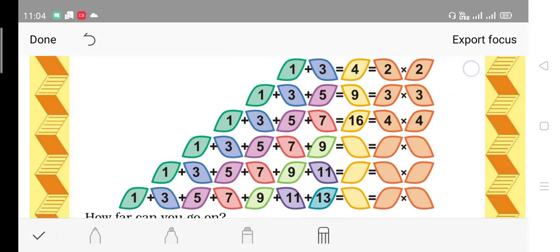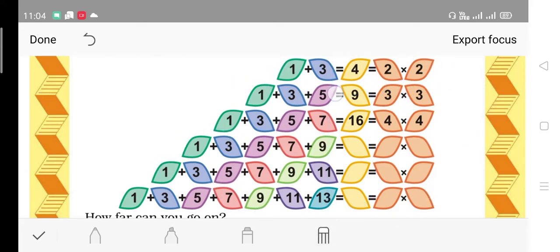Now look, 1 plus 3 will give 4 and 2 multiplied by 2 will give the answer 4. That means whichever side you calculate from, the middle answer is always the same, equal for both sides. Okay, now look at another one. This is 1 plus 3 plus 5, that is 9, and 3 multiplied by 3 is also 9. So here we have two sides, left side and right side, and the middle one is the answer of both sides. So we understood the pattern now.